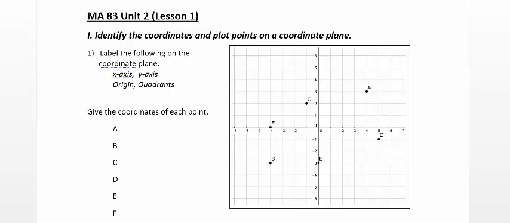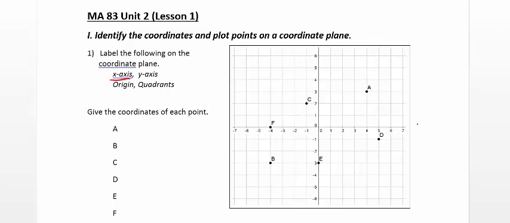Math 83, Unit 2, Lesson 1. We're going to identify the coordinates as well as plot points on a coordinate plane. And this grid right here is a coordinate plane. So the first thing we need to be able to do here is to label some important parts of this plane. And first is the x-axis here.